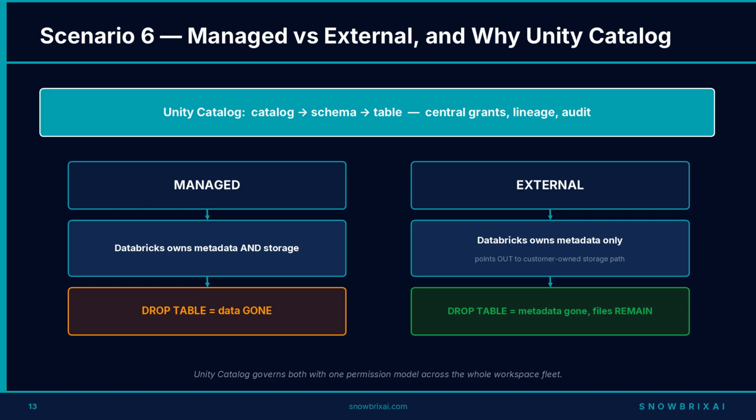And Unity Catalog governs both with one permission model across the whole workspace fleet: catalog, schema, table, central grants, lineage, and audit all in one place.